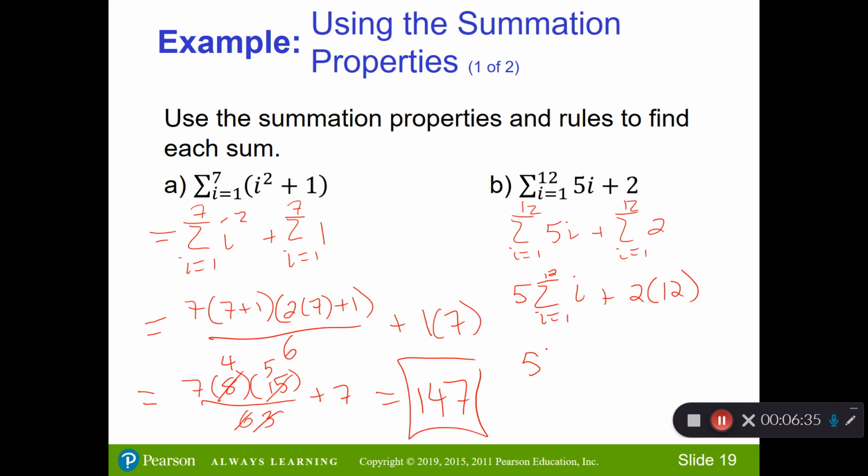All right, so this is 5 times. Now the sum of i is n times n plus 1 over 2. My n is 12. So 12 times 12 plus 1 all over 2, plus 2 times 12 is 24. All right, let's figure this out. This is 5 times 12 times 13 all over 2. So I'll cancel the 12 and the 2 and leave a 6. 5 times 6 is 30. 30 times 13 is 390 plus 24, I believe, if I've done my math correctly. So that should be 414.